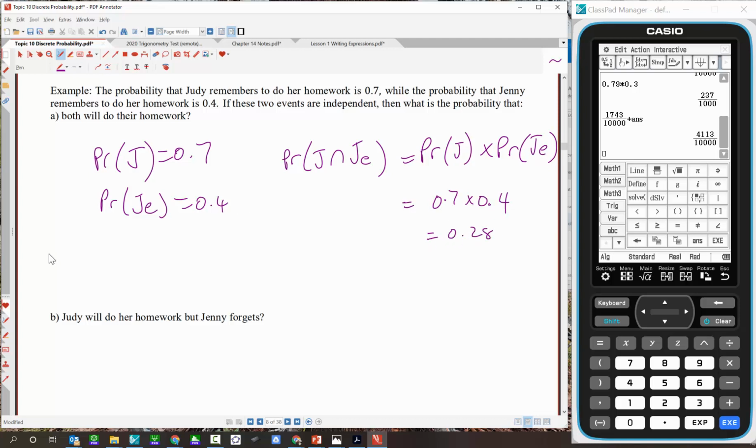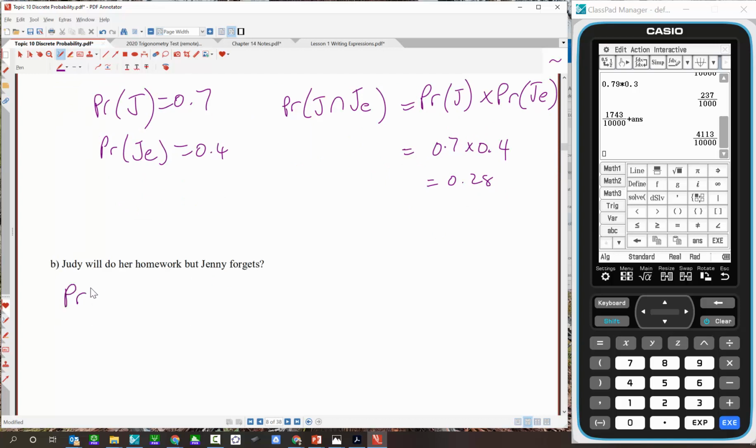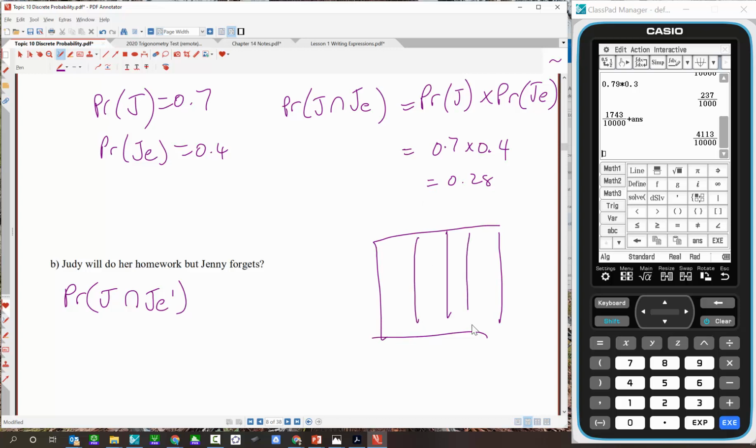Judy will do her homework, so we want this probability of Judy and not Jenny. Right, now probably the easiest way to do this one here is to just quickly knock together a table. So we've got Judy, Judy not, and Jenny, Jenny not. That's going to be 1. So the probability that Judy remembers is 0.7, Jenny 0.4, and Judy and Jenny, because they're independent events, we can multiply those two together to get that.